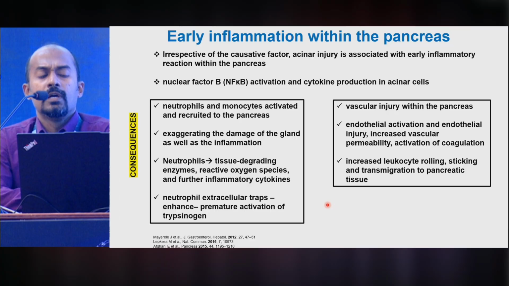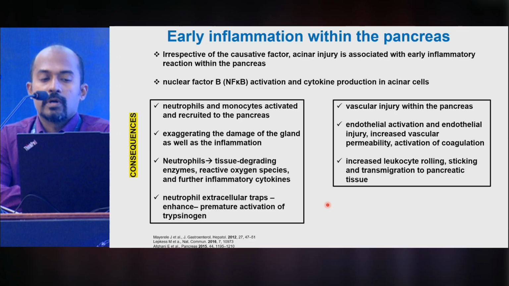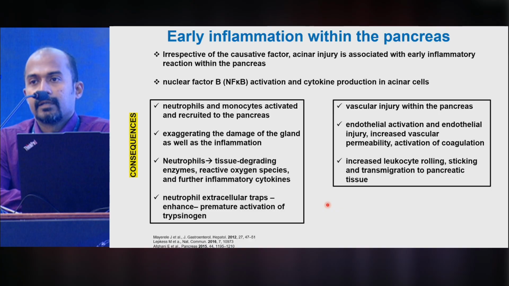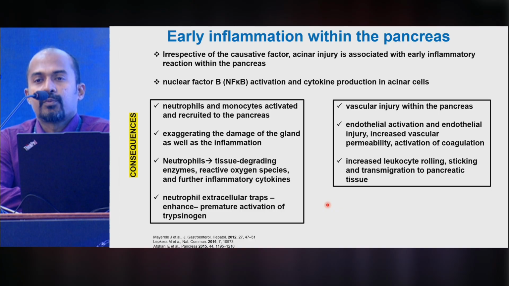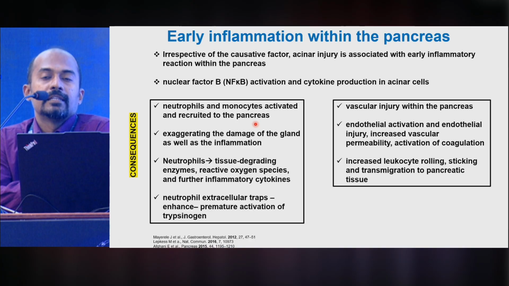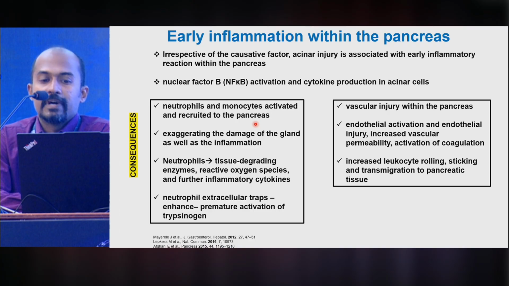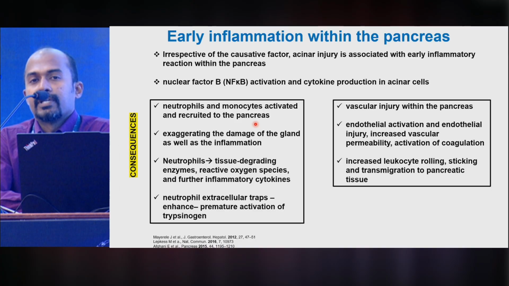Now, when it comes to inflammation, irrespective of the causative factor, acinar injury is associated with an early inflammatory reaction within the pancreas, and NF-kappa B mediated pathways are activated. The consequences are that neutrophils and monocytes are activated, exaggerating the damage in the gland. In the endothelium, the consequence is vascular injury within the pancreas, leading to increased vascular permeability and activation, and increased leukocyte rolling, etc.